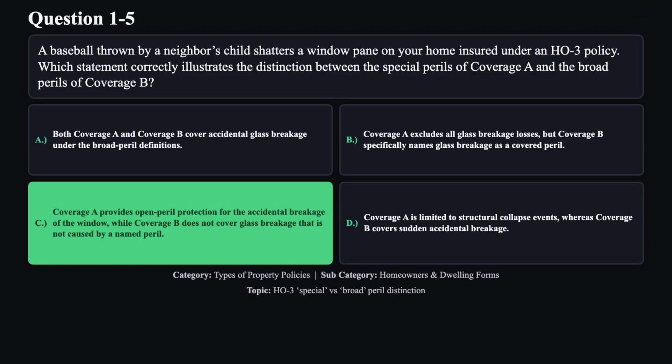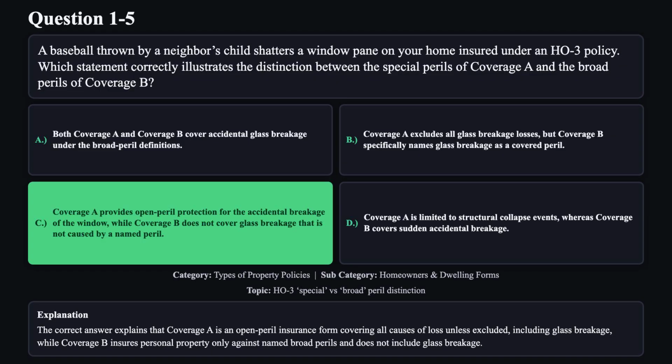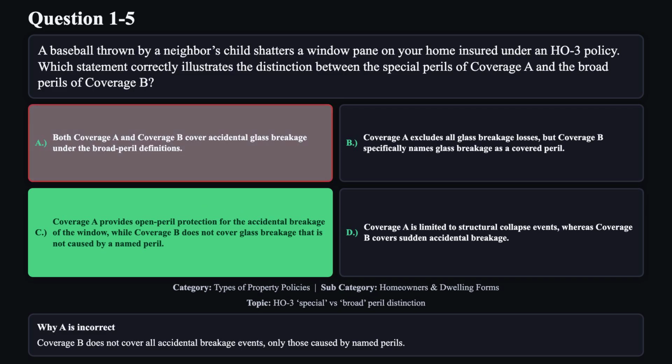The correct answer is C. The correct answer explains that coverage A is an open peril insurance form, covering all causes of loss unless excluded, including glass breakage, while coverage B insures personal property only against named broad perils and does not include glass breakage. Reason A is not correct. Coverage B does not cover all accidental breakage events, only those caused by named perils.